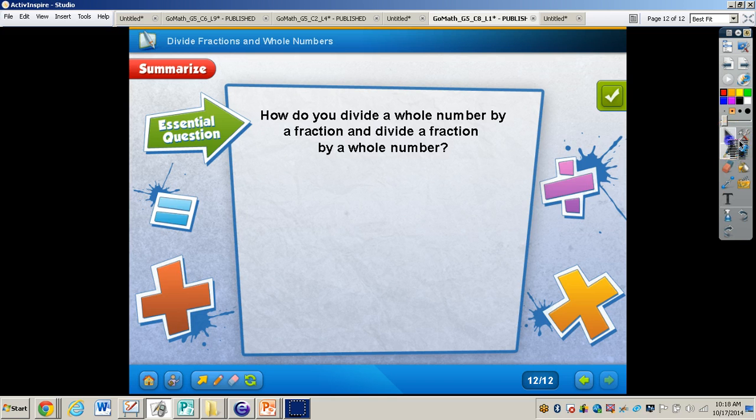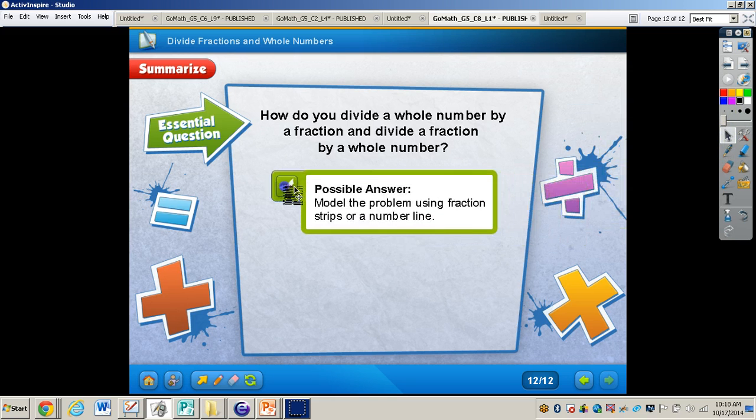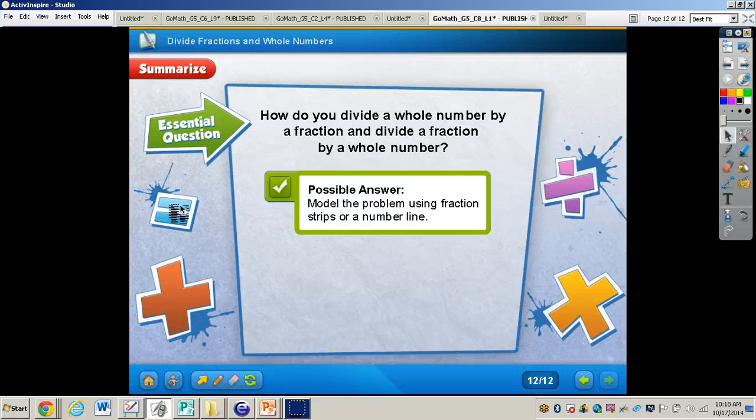And wrapping up the video, let's take a look at that essential question. How do you divide a whole number by a fraction and divide a fraction by a whole number? Possible answer is you can model the problem using fraction strips or on a number line. So this concludes the video on dividing fractions and whole numbers.